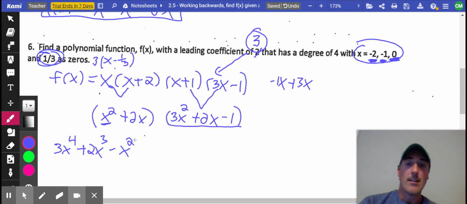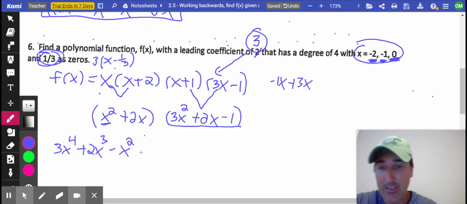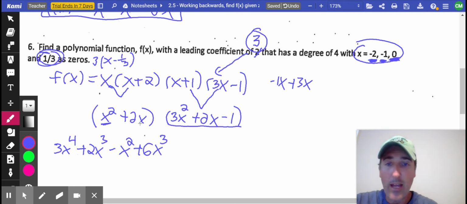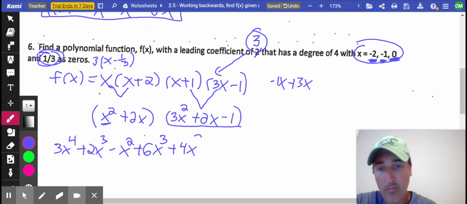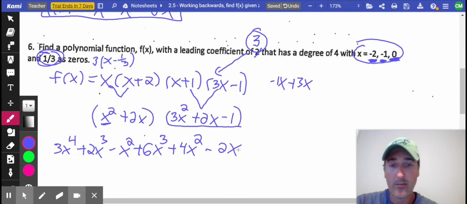All right. Then we're going to distribute this 2x to this 3x squared plus 2x minus 1. So then 2x times 3x squared is 6x cubed. 2x times 2x is 4x squared. And then 2x times negative 1 is negative 2x.